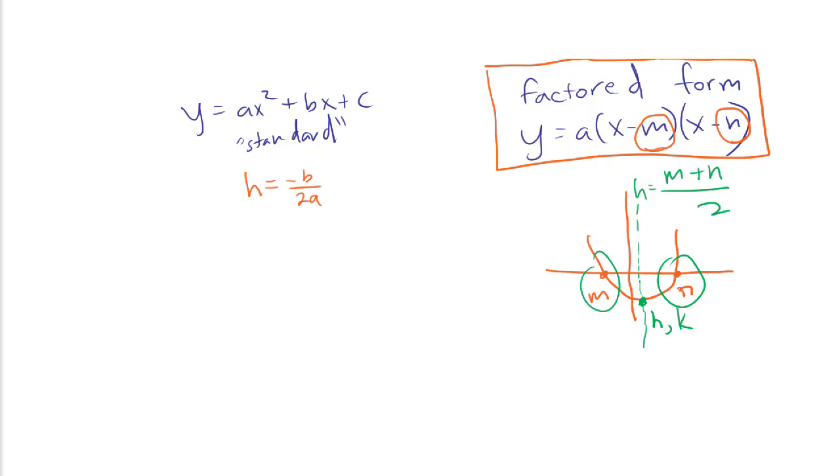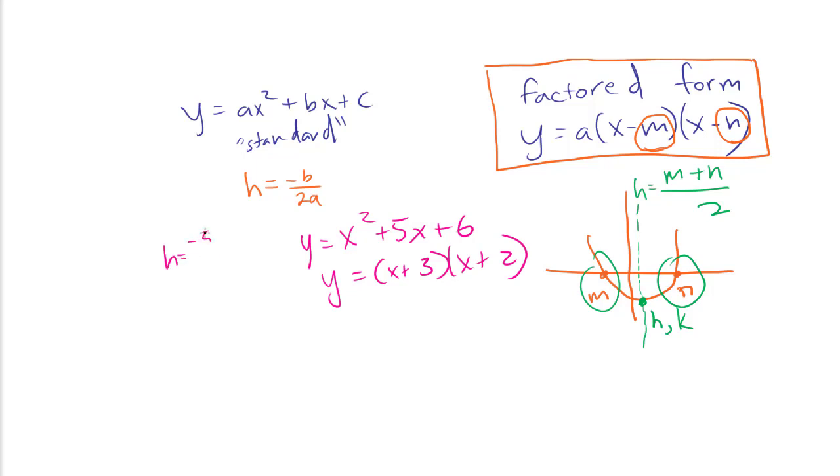Suppose I was working with, keep it simple, y equals x squared plus 5x plus 6. Well, we know that factors to y equals x plus 3 times x plus 2. So from the standard form, I could figure out h equals opposite of b, which is opposite of 5, over 2 times 1. It's opposite of 5 halves. Okay? And then I could plug that back in to figure out what my k value will be.